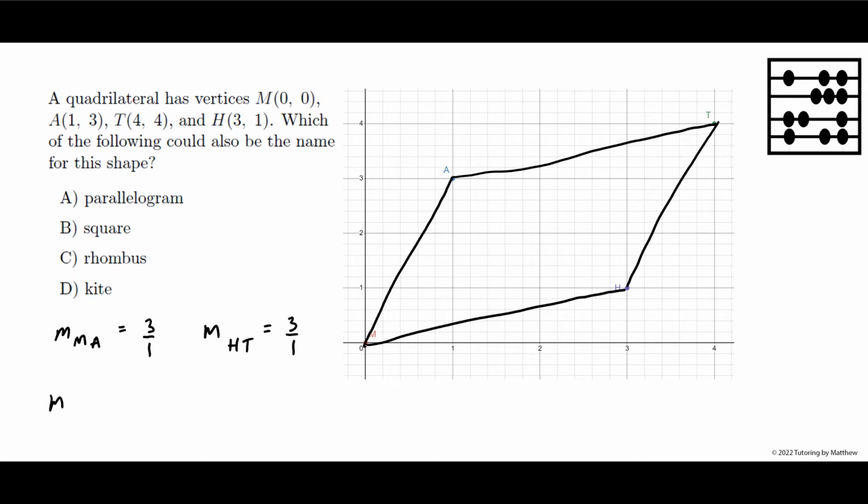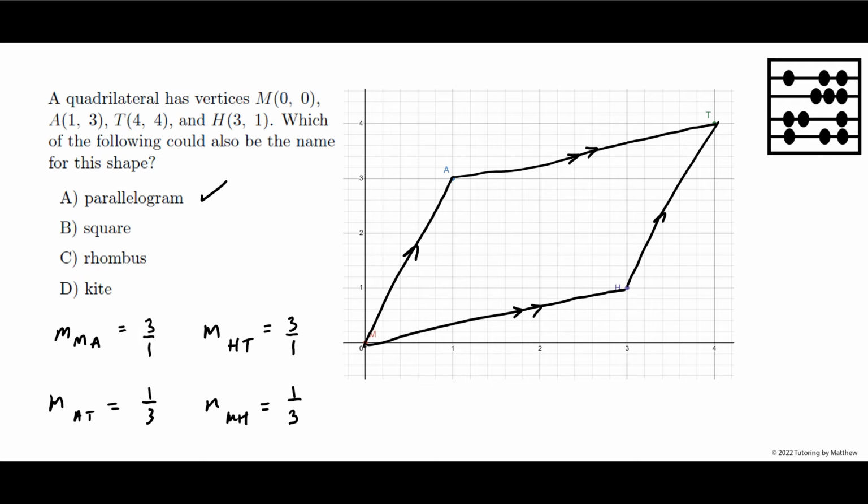Next, find the slope from A to T. That has a rise of 1 and a run of 3. Then find the slope from M to H, and again it has a rise of 1 and a run of 3. So what we can conclude from this piece of information is that we have two sets of parallel sides. This means for sure that it is a parallelogram, but maybe it's something more.